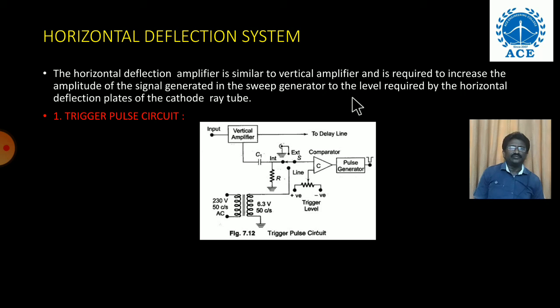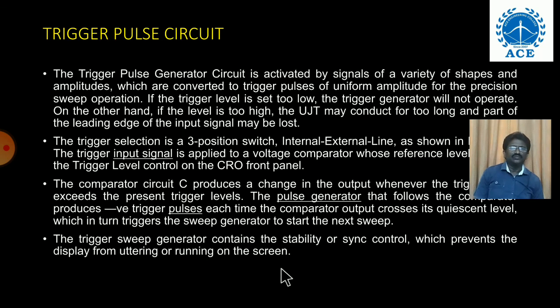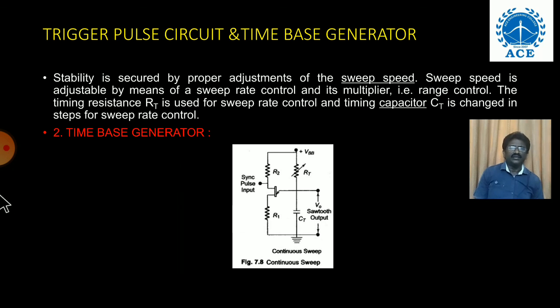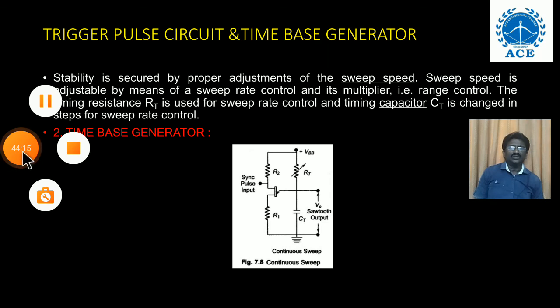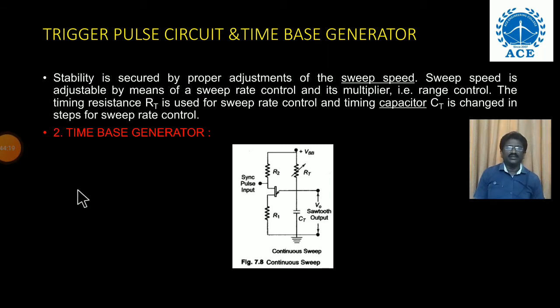Next one, time base generator. In the next class I will explain the function of the time base generator. These are the parts of the horizontal deflection system. The horizontal deflection system has three parts: first the trigger pulse circuit, second the time base generator, and third the horizontal amplifier. Tomorrow, in the next video, I will explain the remaining functions of the time base generator and horizontal amplifier. So these are the parts of the horizontal deflection system. Thank you.